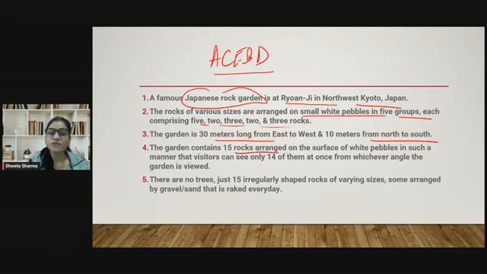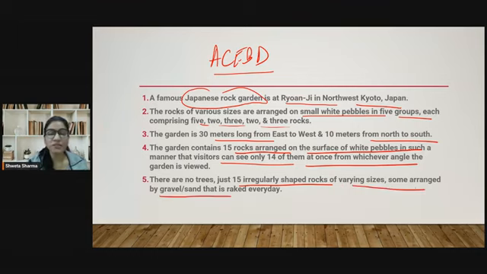The garden contains 15 rocks arranged on the surface of white pebbles in such a manner that visitors can see only 14 of them at once from whichever angle the garden is viewed. And there are no trees, just 15 irregularly shaped rocks of varying sizes, some arranged by gravel sand that is raked every day.